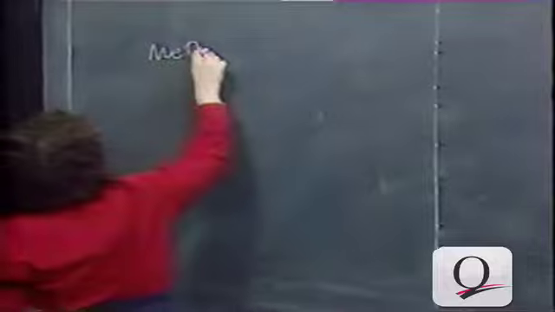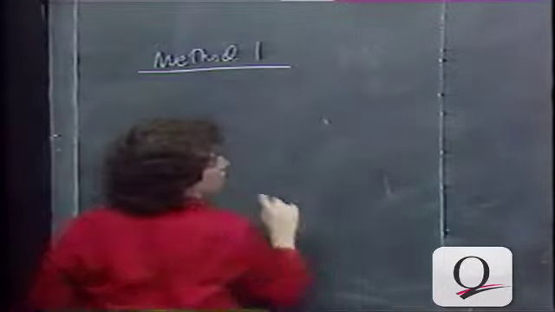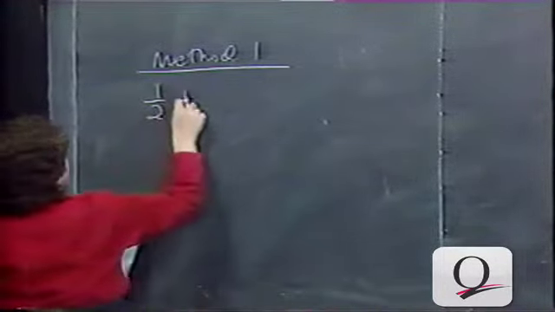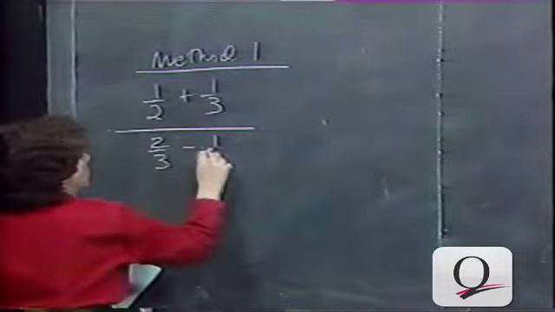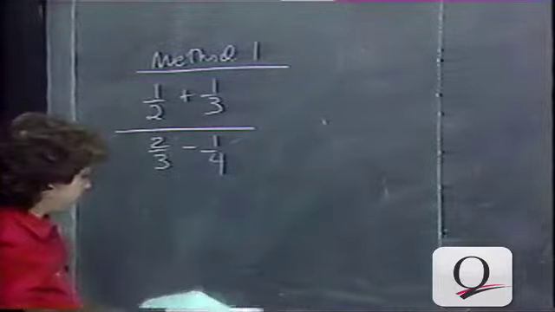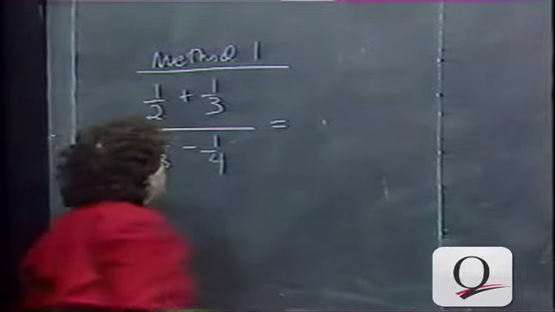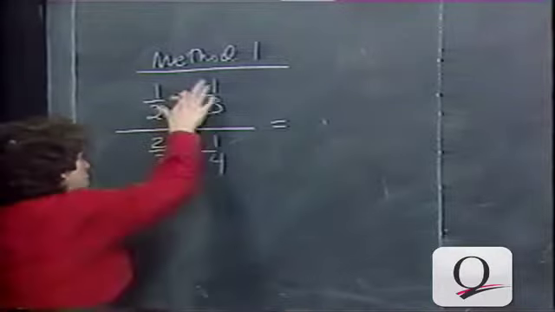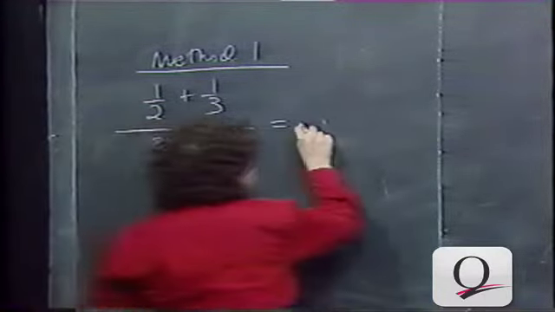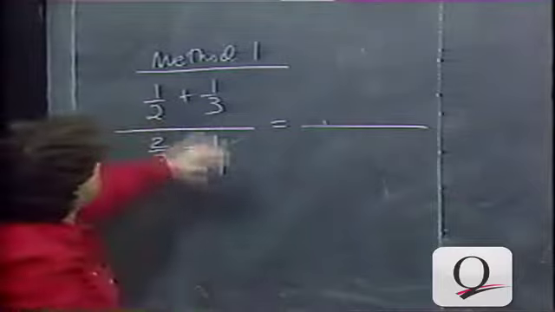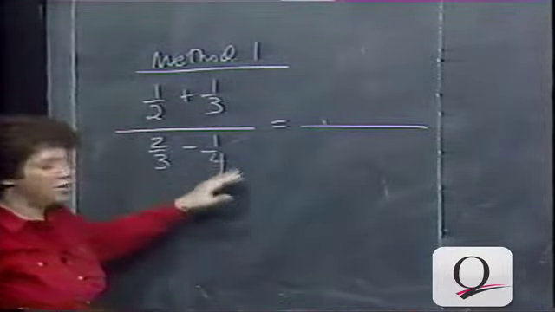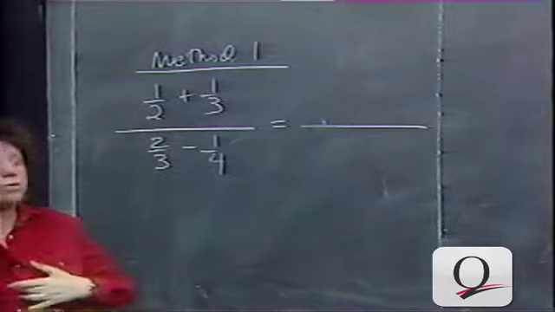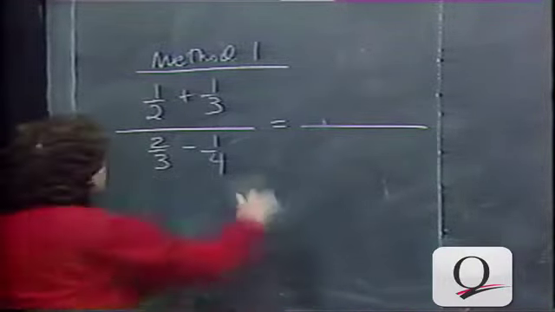Okay, method 1 is the following. 1/2 plus 1/3 divided by 2/3 minus 1/4. In method 1, you work separately with the numerator and with the denominator. You view the numerator as an addition of 2 fractions. You view the denominator as subtraction of 2 fractions, both of which you've learned how to do in this tape. So let's see what we have.